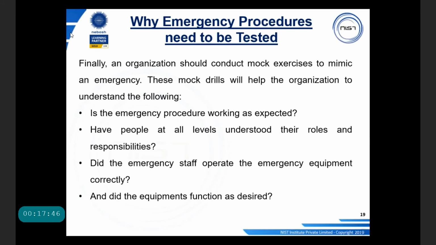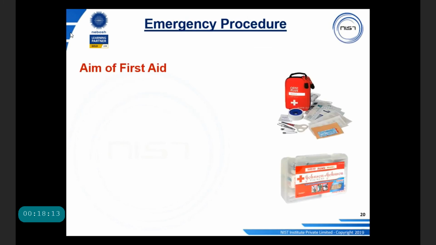Finally, an organization should conduct mock exercises to mimic an emergency. These mock drills will help the organization to understand the following. Is the emergency procedure working as expected? Have people at all levels understood their roles and responsibilities? Did the emergency staff operate the emergency equipment correctly? And did the equipment function as desired? So these are things that you can confirm when you conduct the mock drills.